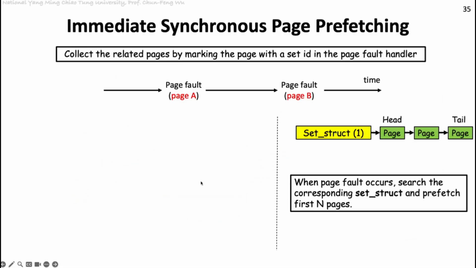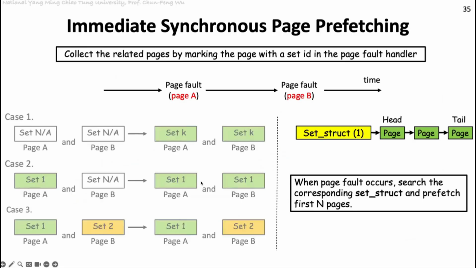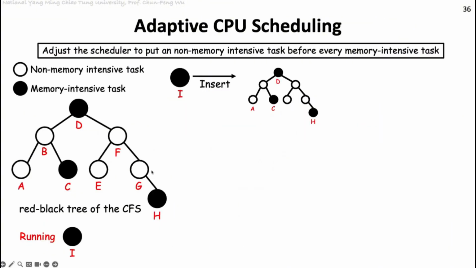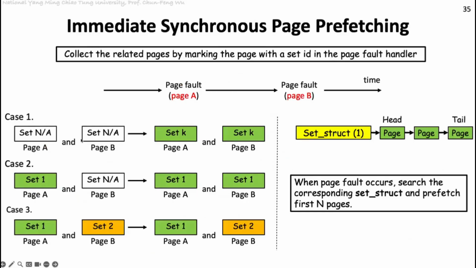For immediate synchronous page prefetching, I think it is quite naive, so I will quickly go through it. The main idea is that if several pages are accessed within a very near time slice, meaning there is temporal locality, then we modify some Linux data structures to record this scenario. You can think of page A and page B being accessed at a very similar time: page A page faults, and after that page B also page faults.